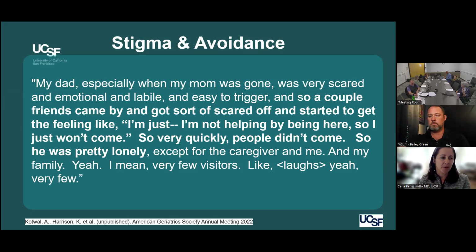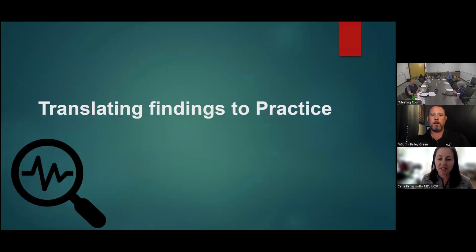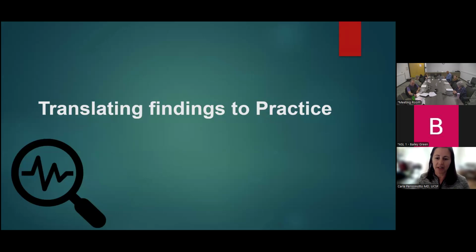From a family member: "My dad, when my mom was gone, was very scared and emotionally labile and easy to trigger. So friends got scared and they stopped coming." So I'm hoping by this, I've given a little bit of flavor and background to how loneliness and isolation affect so many people, and how it ultimately impacts our cognitive health.